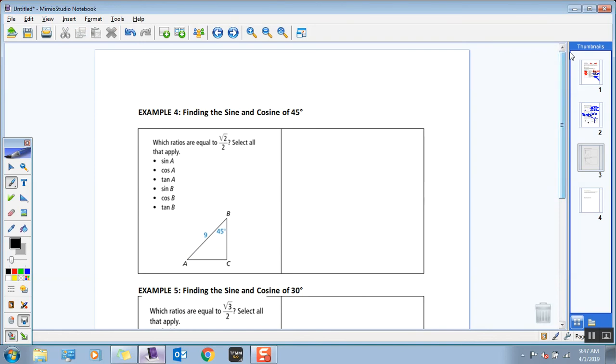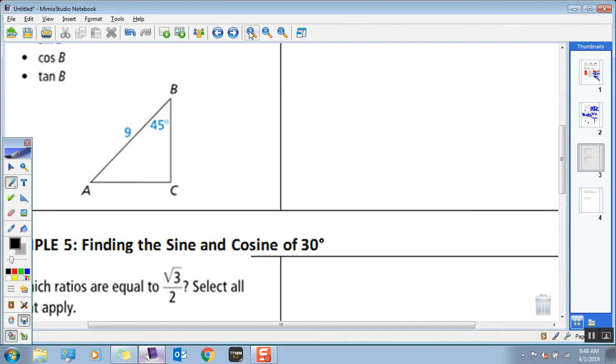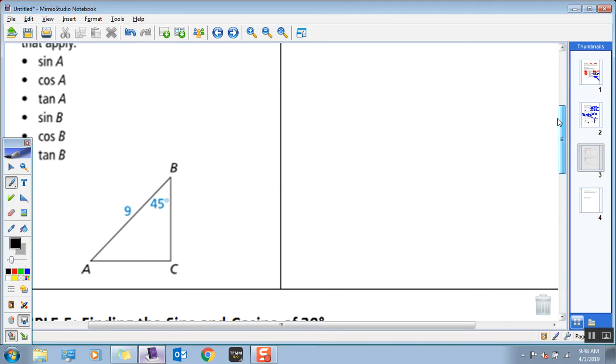Example number 3. I like this example right here. It says, which ratios are equal to root 2 over 2? Select all that apply. Well, first of all, kids, this is a special triangle. What kind of triangle is this? Right triangle. It is a right triangle, but we've talked about this one as a 45, 45, 90. So here's what I'm going to tell you. Let's see what we remember.